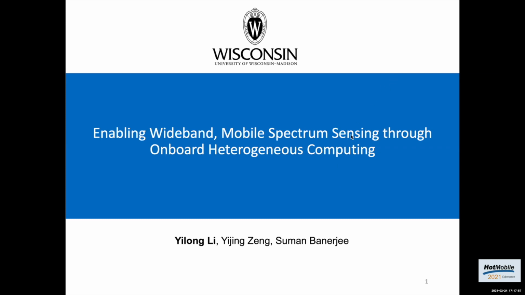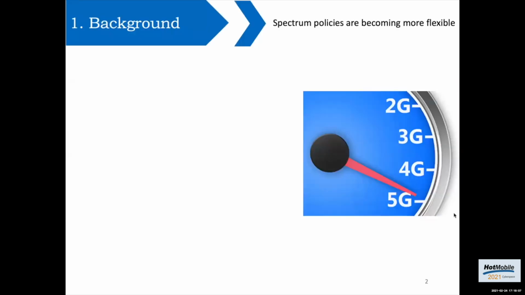In this project, we explore the design of a platform to enable wideband mobile spectrum sensing on a heterogeneous computing processor. Monitoring spectrum usage has been a problem that the community has attempted to address over decades.